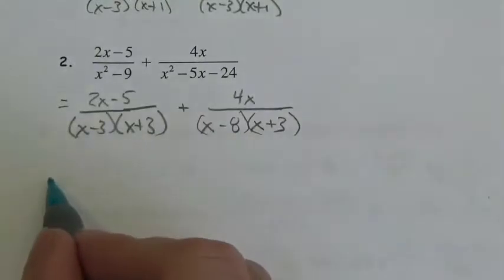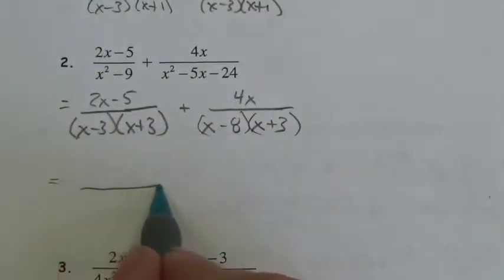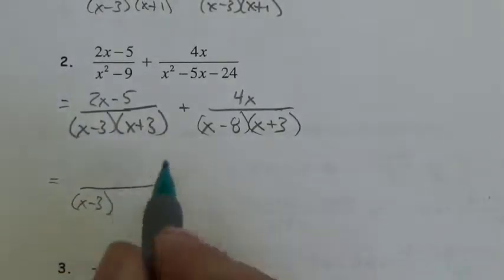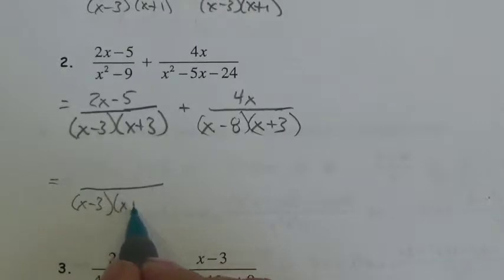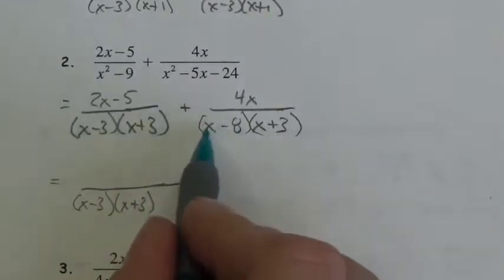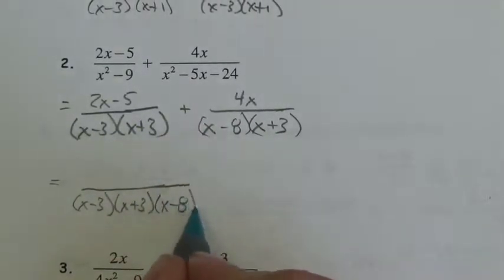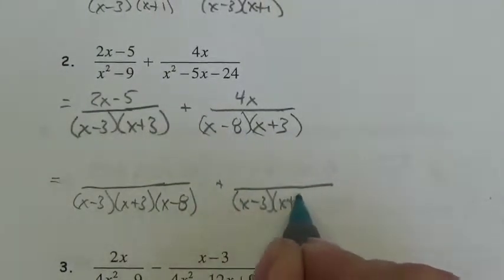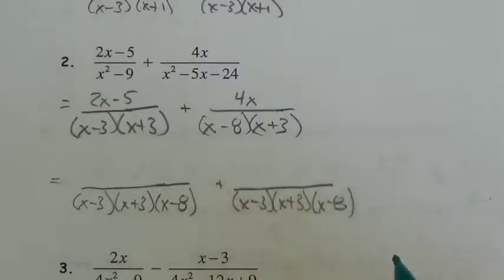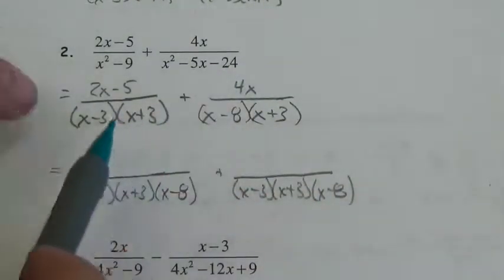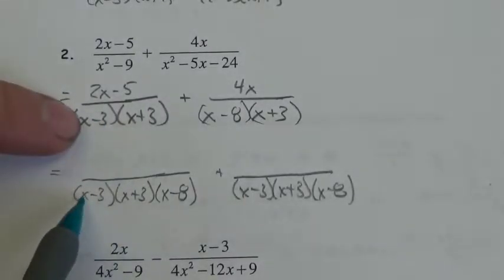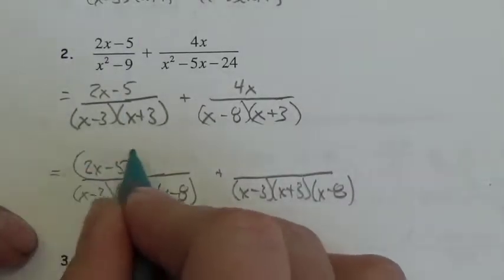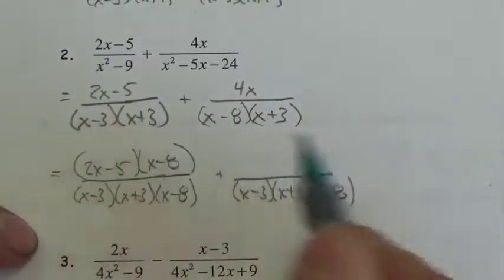Good. Okay. So my common denominator, when I get it, has got to have an x minus 3 in it. It's got to have an x plus 3 in it. Now that one was common already, but that was good. And it's also got to have an x minus 8 in it. So plus, and then my denominator here is going to be x minus 3, x plus 3, x minus 8. Good. Now, to go from this denominator to this denominator, I've got the x minus 3, I've got the x plus 3. What I'm missing is the x minus 8. So I need to plug that into the numerator as well by multiplication.